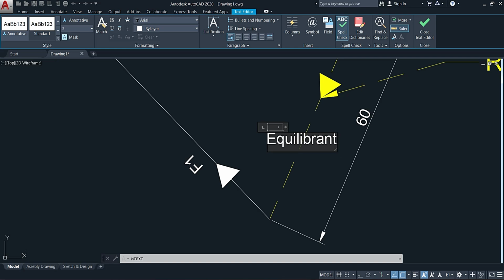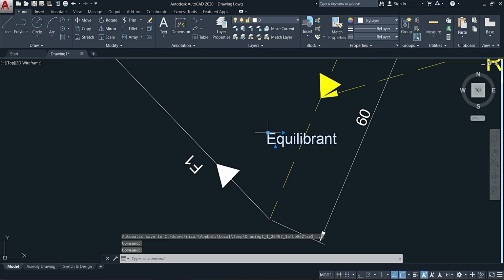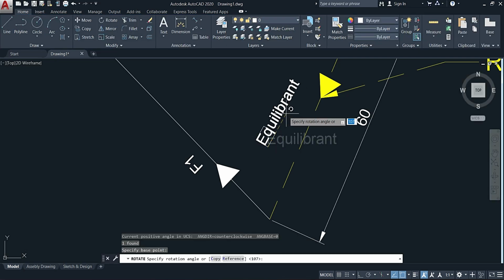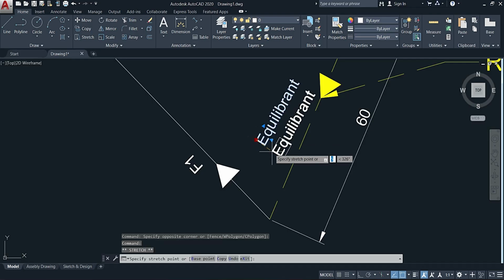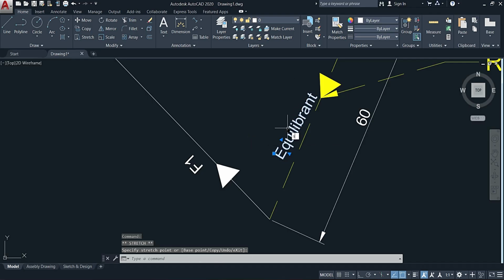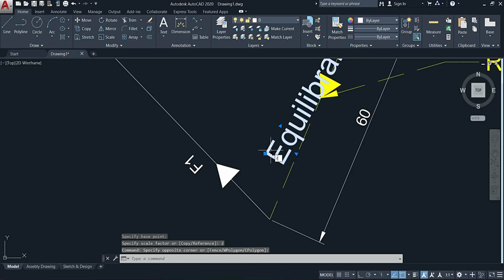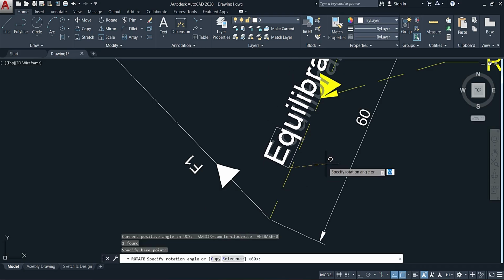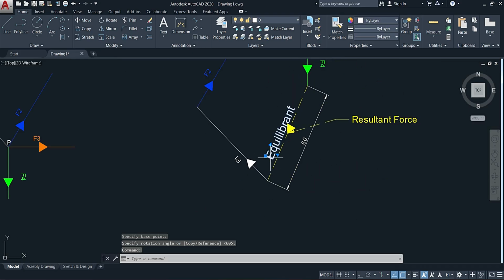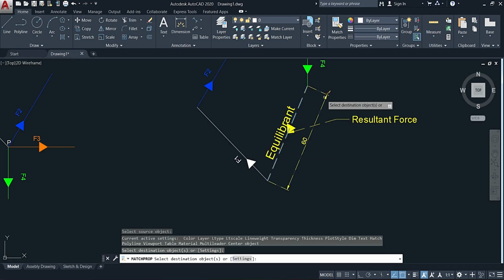So let me see if I can rotate it. So this is it. Let me scale it up a bit. Let's make it twice. All right, so this is your equilibrant force. Let me match the colors for you. So that is your equilibrant.